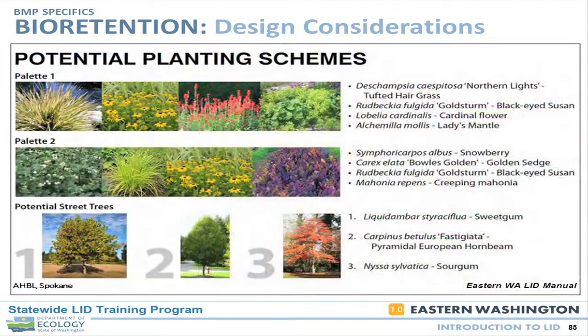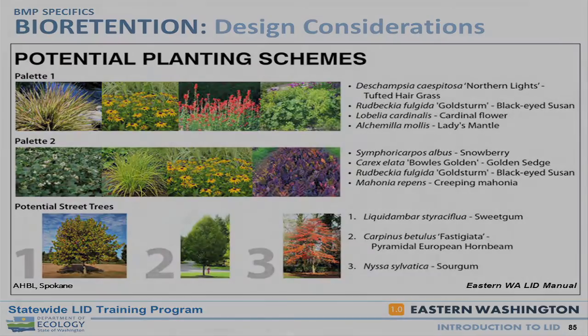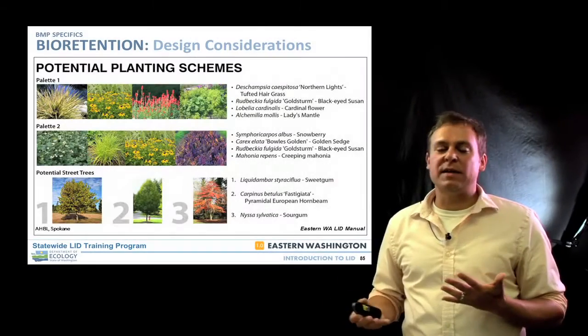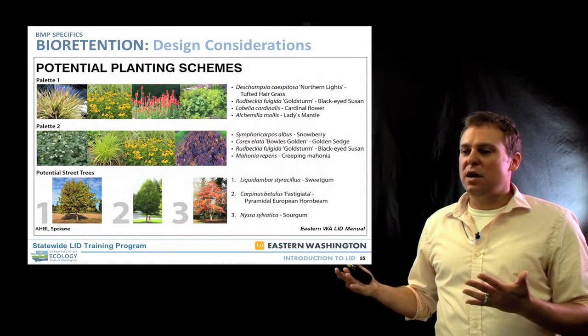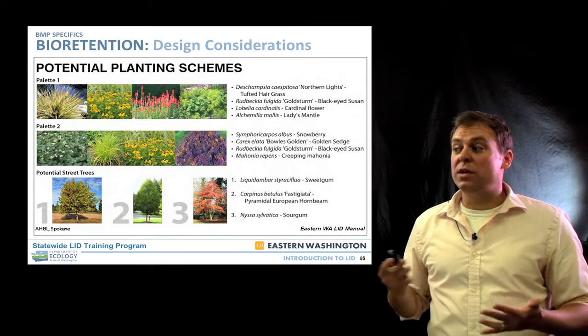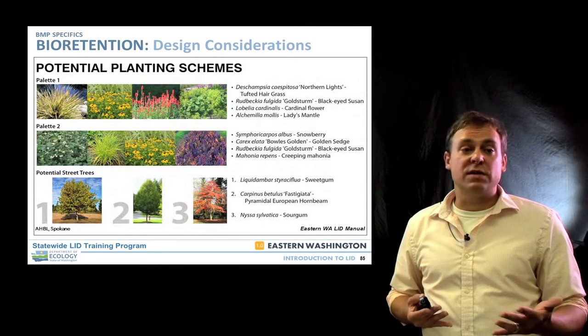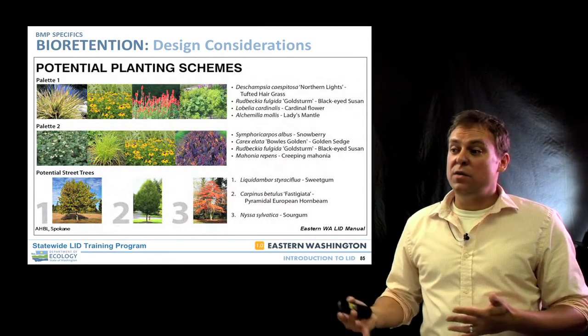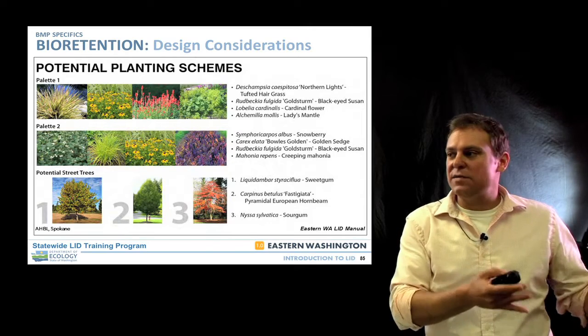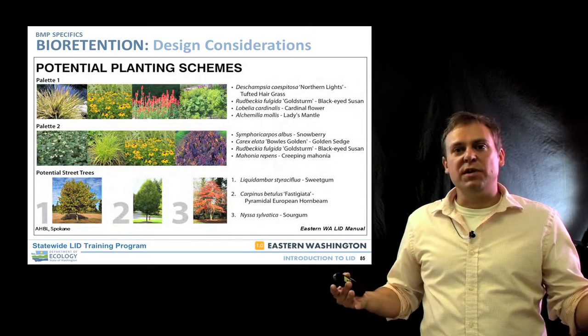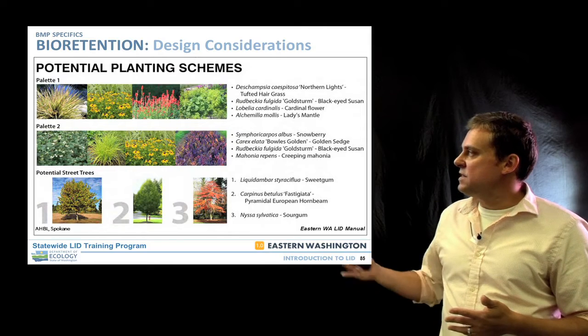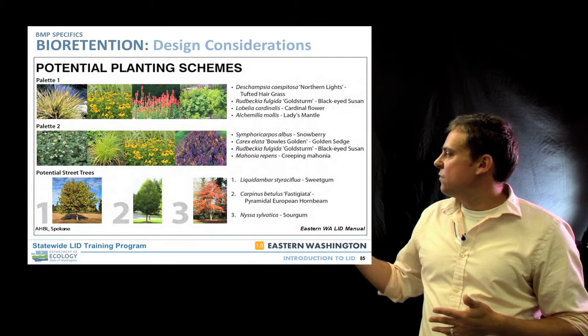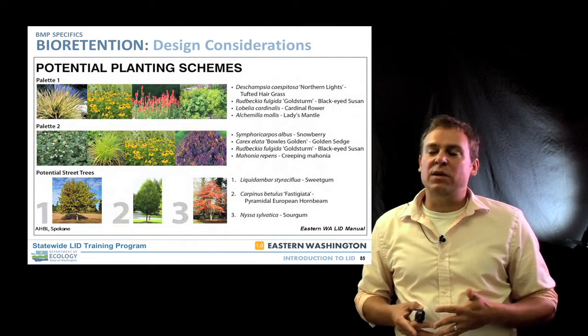So there's lots of different resources out there for planting palettes and appropriate plants for those. Also, you can always consult local nurseries. They're starting to get really good on board with bioretention and rain gardens. So many of them are starting to develop their own palettes of here's some great plants for it. It's a great sales opportunity for them. Here's some just examples of different palettes you can take. This is from the Eastern Washington LID manual.